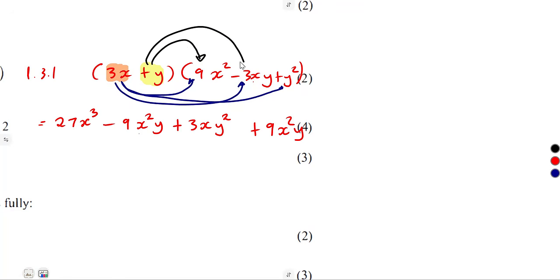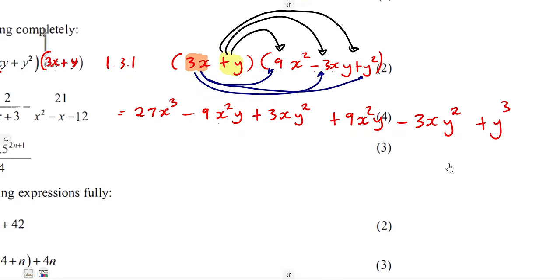That's y times minus 3x. In that case, we are going to obtain a positive times a negative, that's a negative 3x. y times y there is going to give us y squared. So the order is x followed by y like that. Then the last term, that's the y times the y squared at the end, which is going to give us y to the exponent of 3. So this is what we have.